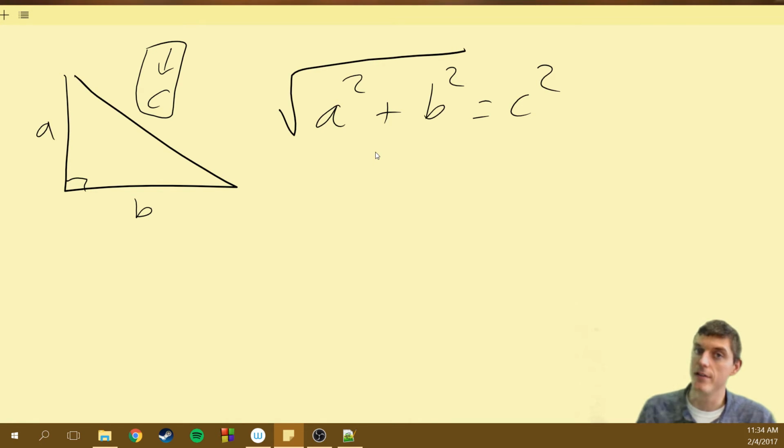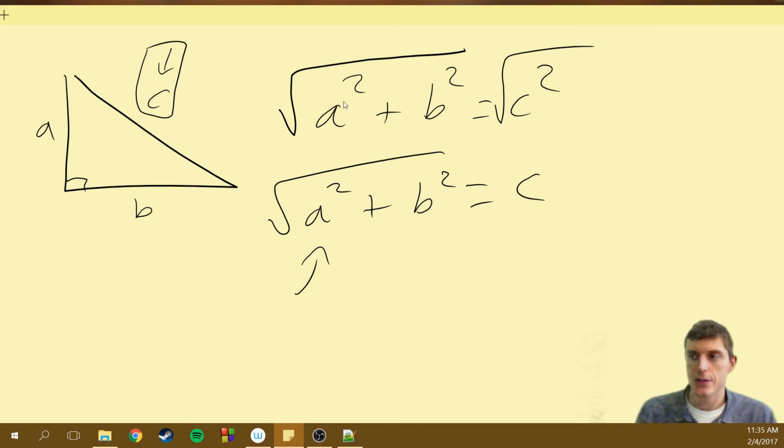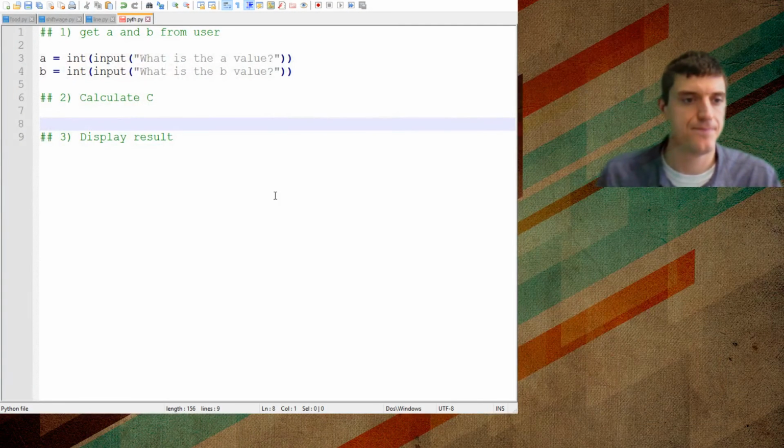So the way to get rid of a squaring is to square root. If I square root C squared, those two things cancel out, and I'm just left with C all by itself. So if I had A and B, I square them, add them together, and then square root them, that's my C value. This is the general case that I want to code. So let's go back to the code, and I want to show you what needs to happen.